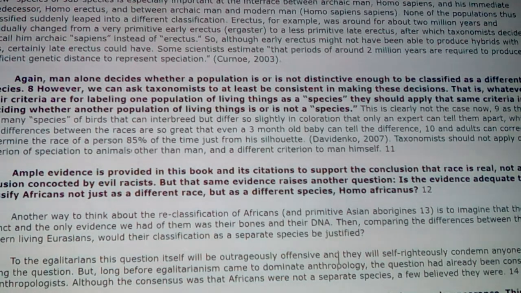Ample evidence is provided in this book and its citations to support the conclusion that races are actually real and not a delusion concocted by evil racists. But this evidence raises another question. Is the evidence adequate to classify Africans or sub-Saharans not just as different race, but as the different species Homo africanus? Well, I think African would actually be incorrect somewhat, because that was a Caucasian name that was given to the land there, named after Caucasians and stuff. That's where Africa and Africanus comes from.